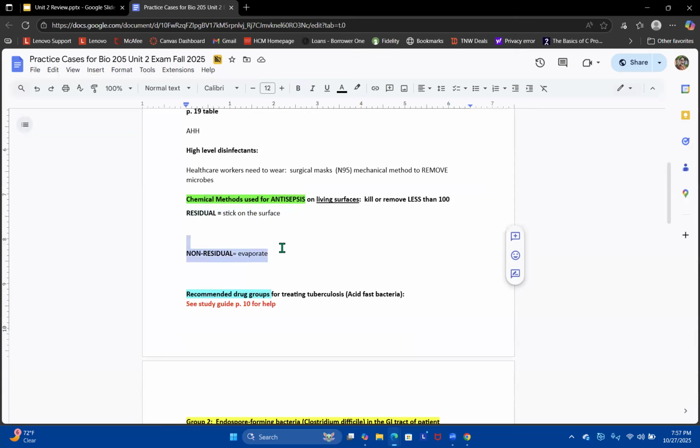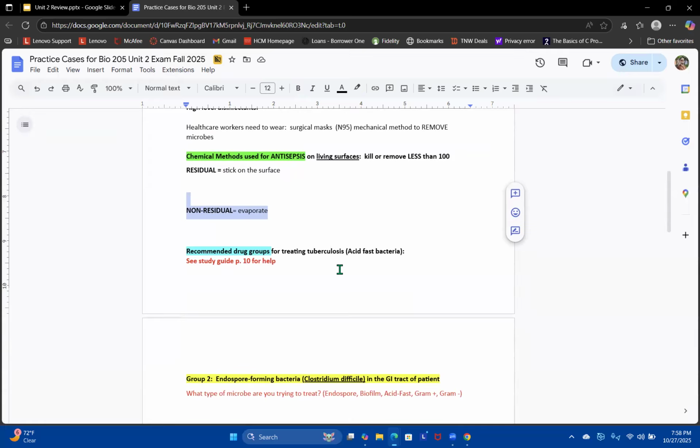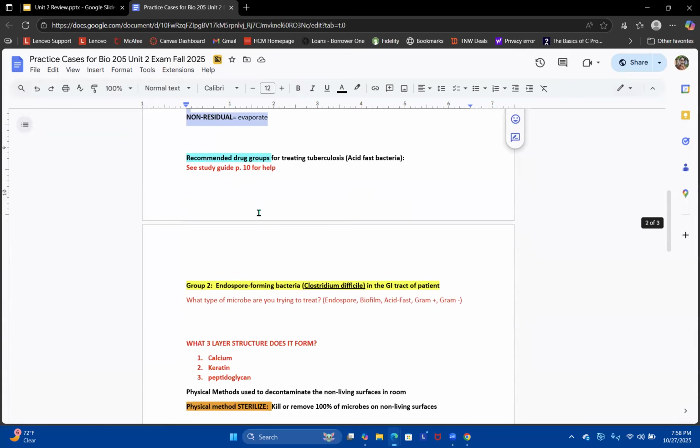and non-residual. So you might be asked for a question, hey, give me a residual chemical that will stay on the hands, and then give me a non-residual, something like an alcohol that evaporates very quickly. And then you'll have a question towards the end. Hey, what drugs can I give my patient for this tuberculosis acid fast bacteria? And kind of like I mentioned earlier, we have two drugs. It might ask you for one or the other.